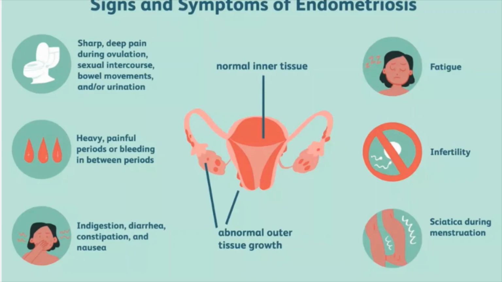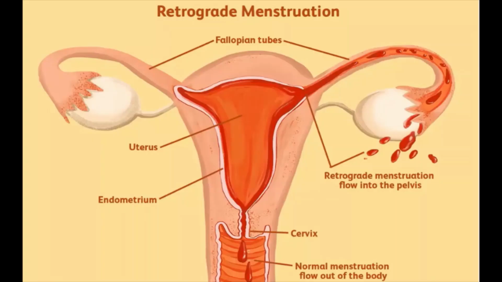Although the exact cause of endometriosis is not certain, possible explanations include retrograde menstruation. In retrograde menstruation, menstrual blood containing endometrial cells flows back through the fallopian tubes and into the pelvic cavity instead of out of the body. These endometrial cells stick to the pelvic walls and surfaces of pelvic organs, where they grow and continue to thicken and bleed over the course of each menstrual cycle.